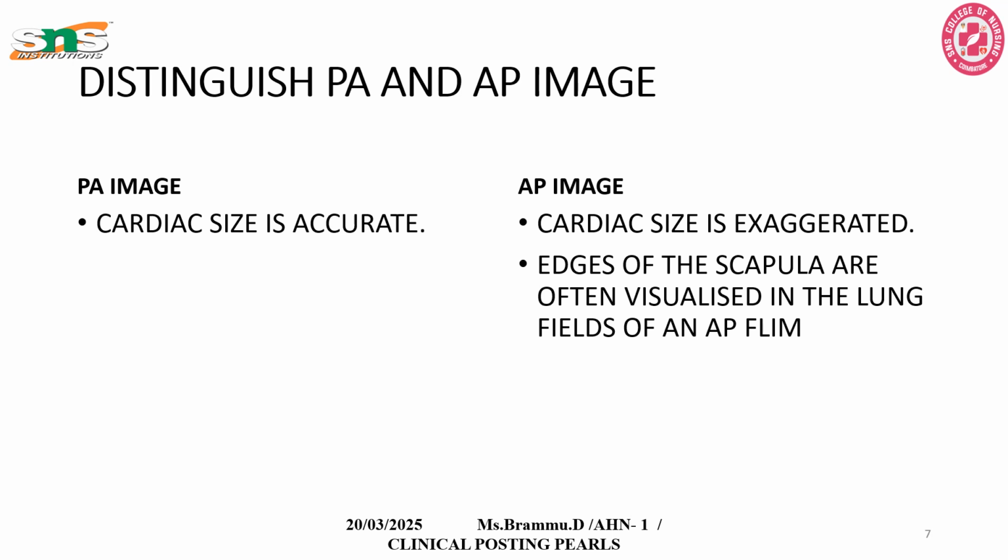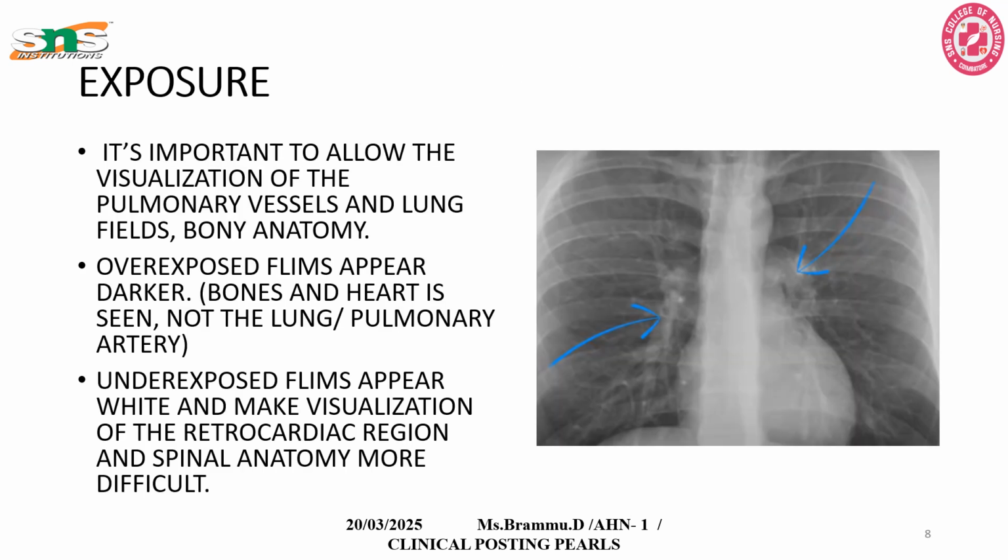PA denotes posterior anterior view, and the other one is anterior posterior view. In the PA view, you can easily see the cardiac size. In case of an AP view, the cardiac size is always exaggerated. The patient may have a normal cardiac size, but due to the AP image it may look like cardiomegaly, when actually it is not. As well, the edges of the scapula are often visualized in the lung fields in an AP film. And E stands for exposure.